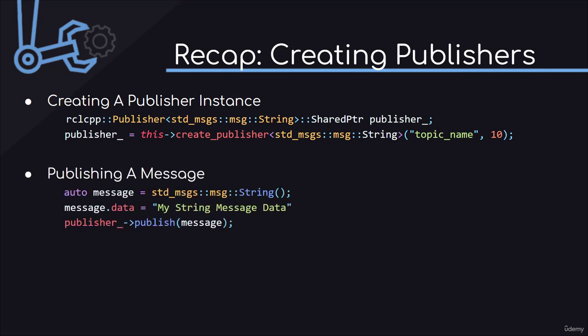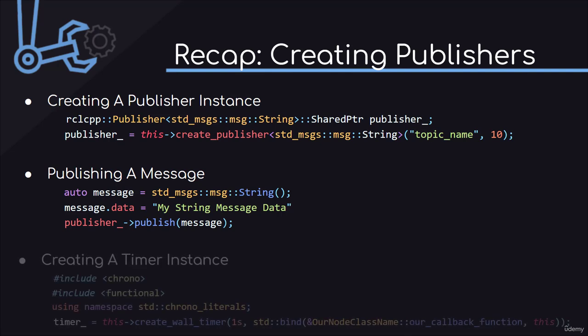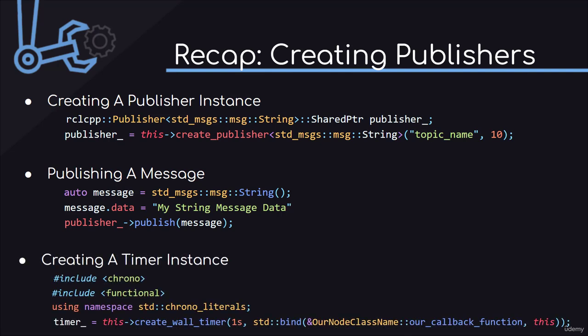Then we went ahead, initialized our message, passed information into that message.data attribute, and then published it using our publisher variable from earlier. And for the purposes of this node, we created a timer instance so that our publisher would publish this information once every second. We did this with the create_wall_timer method of our node object, and referenced our callback function, which goes ahead and runs the code from before for publishing our message.